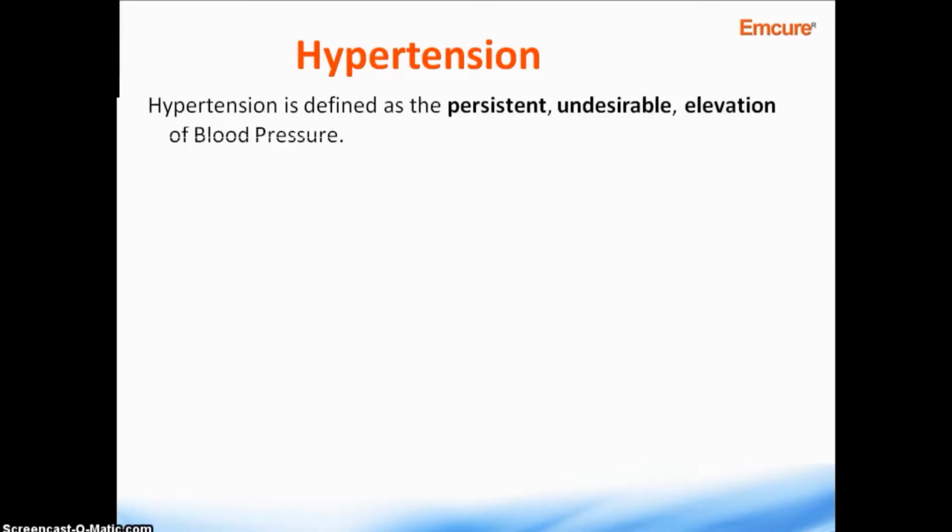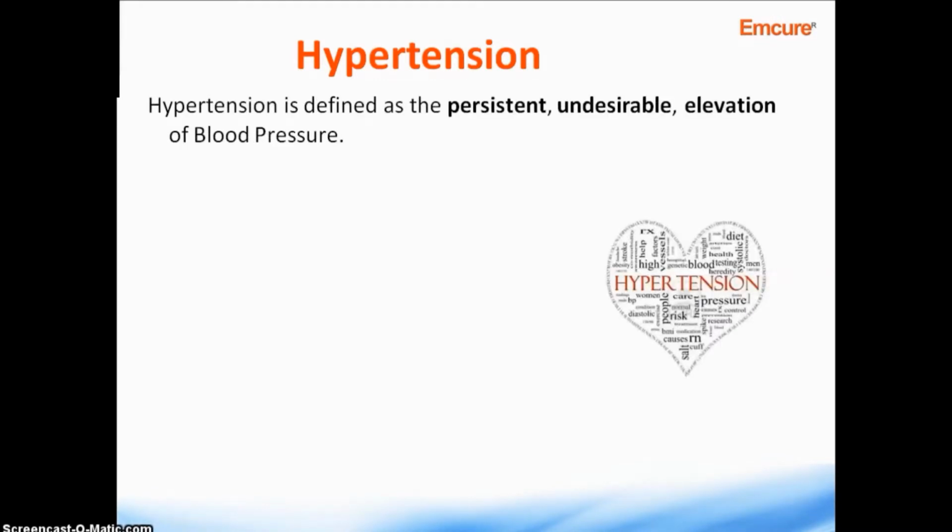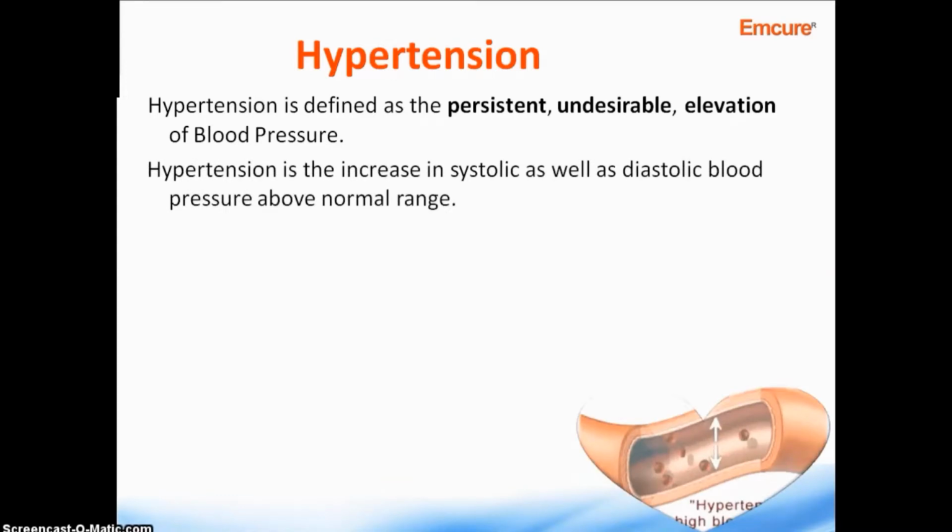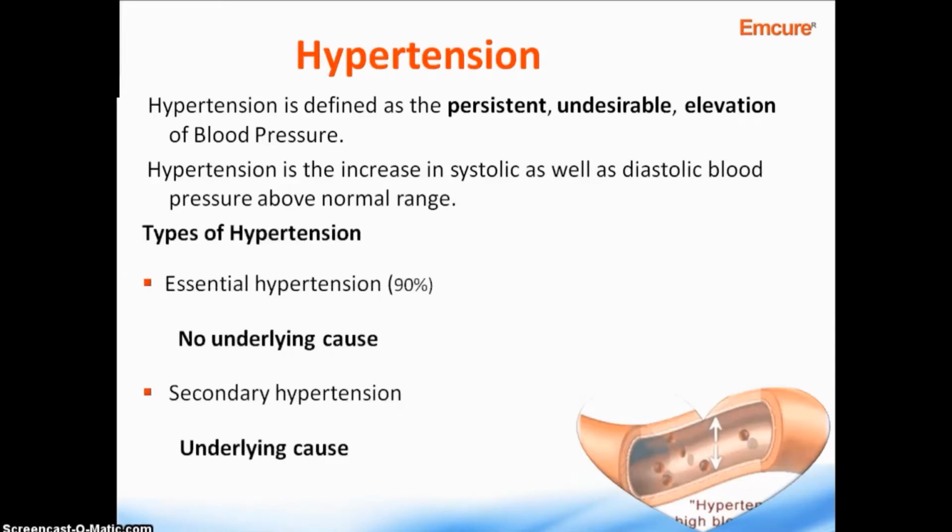Well, we are going to talk about hypertension now. Well, you know the definition. Hypertension is defined as the persistent, undesirable elevation of blood pressure. Hypertension is an increase in the systolic as well as the diastolic blood pressure above the normal range. There are two types. You have essential hypertension and you have secondary hypertension.